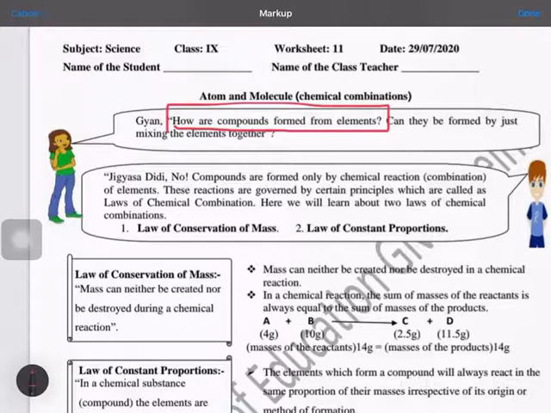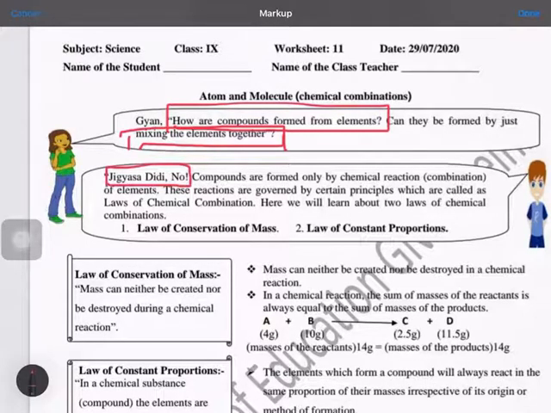His sister is asking, compounds कैसे बनते हैं? Can they be formed by just mixing the elements together? क्या उनको सिर्फ खाली elements को mix करने से हम compound बना सकते हैं? So Gyan is responding no. Why is he responding no?